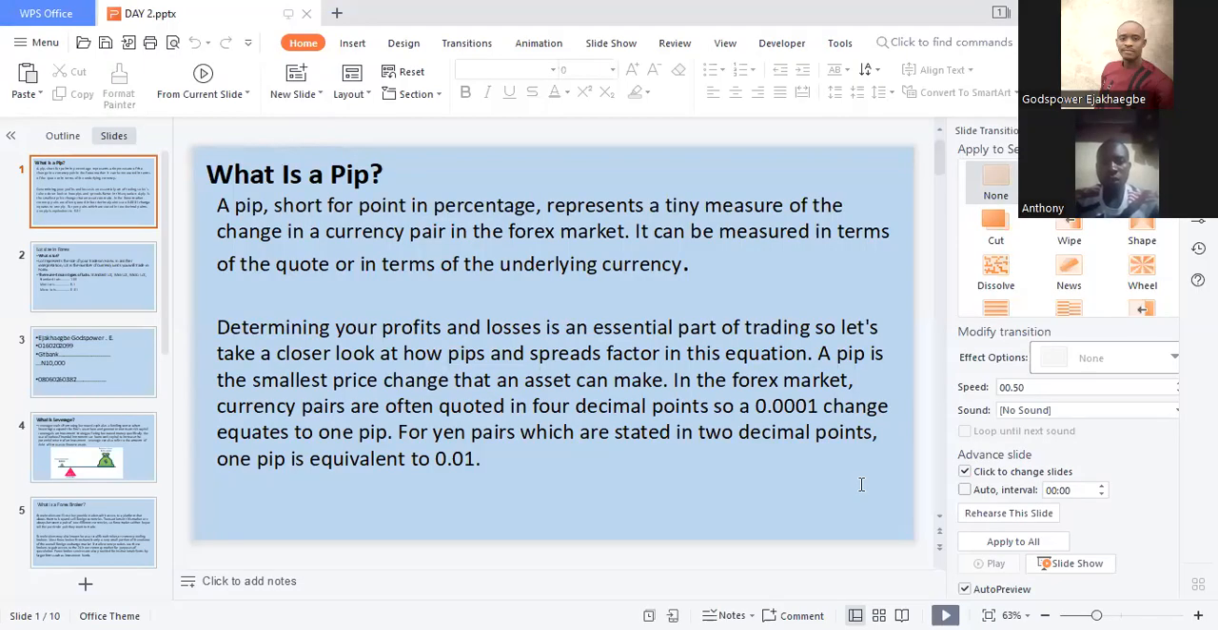Now, class, I'm sharing my screen with you, and we are starting exactly with pips. What is a pip? Pip stands for percentage in points, and it represents a tiny measure of the change in a currency pair in the forex market. It can be measured in terms of the quote or in terms of the underlying currency. Determining your profit and losses is an essential part of trading. So let's take a closer look at how pips factor into this equation.